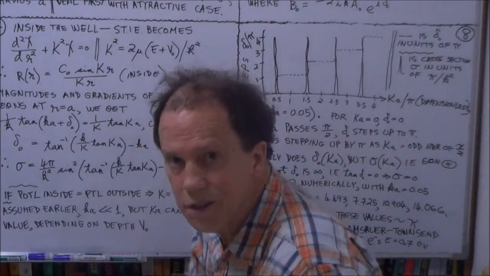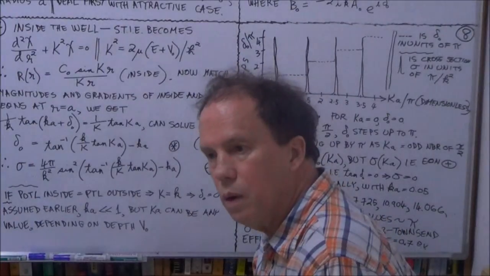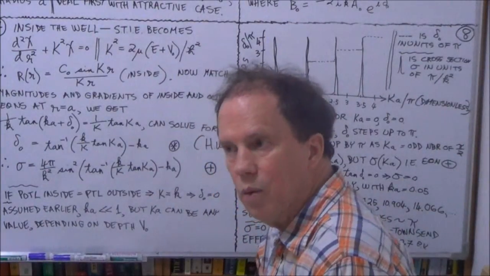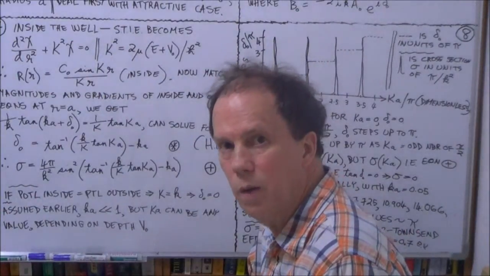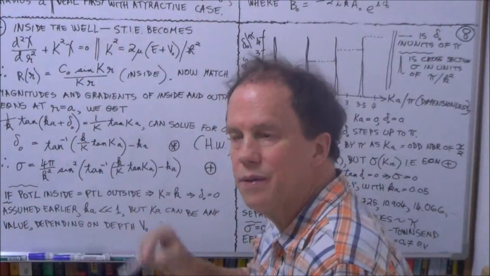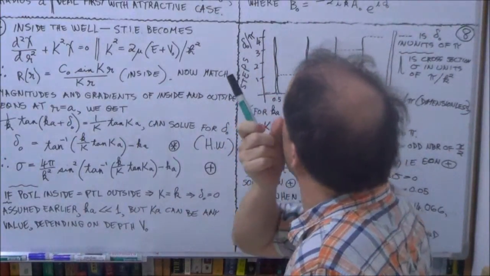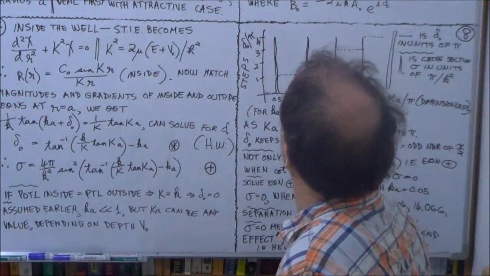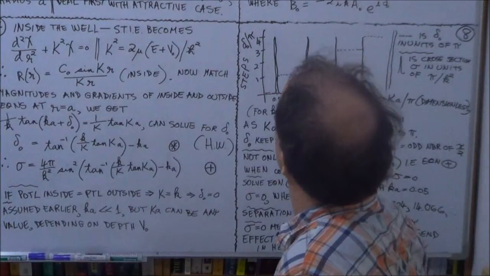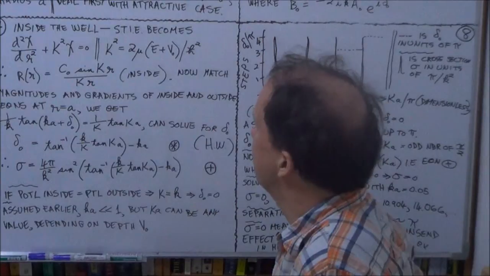In the previous session we found a wave function for the case when the incoming particle was outside the well, outside little r radius a. So we got an expression b naught sine of kr plus delta naught all over little kr.